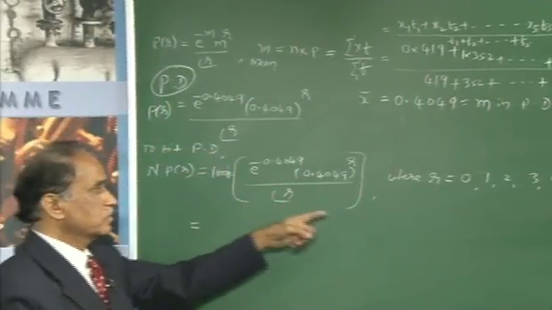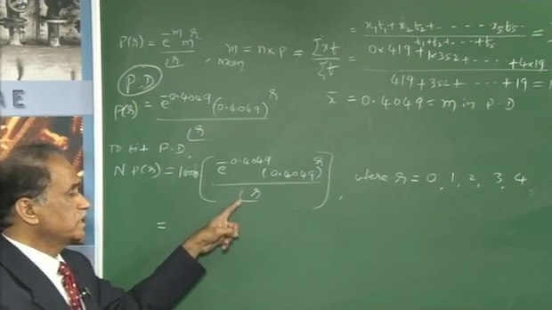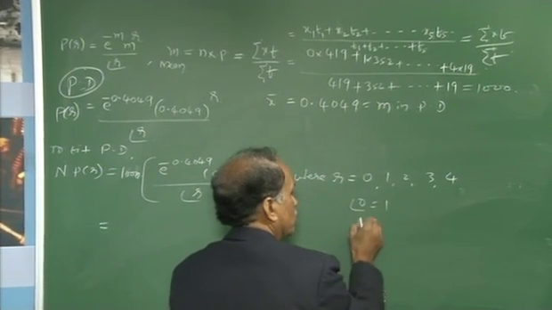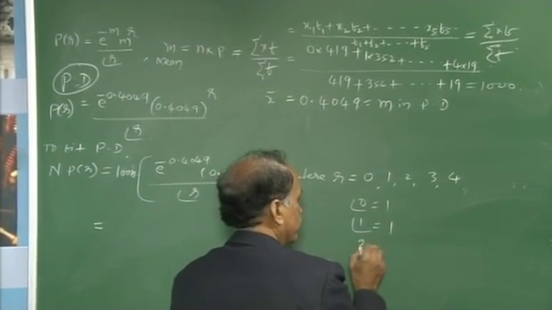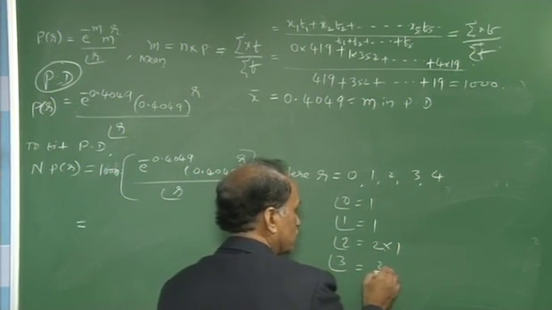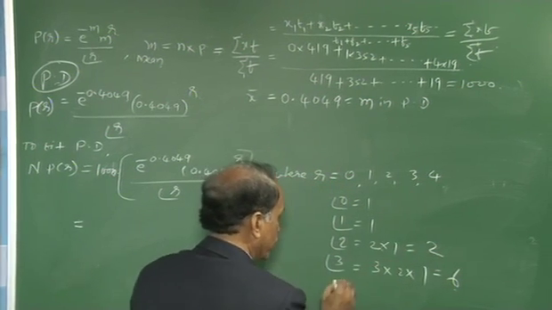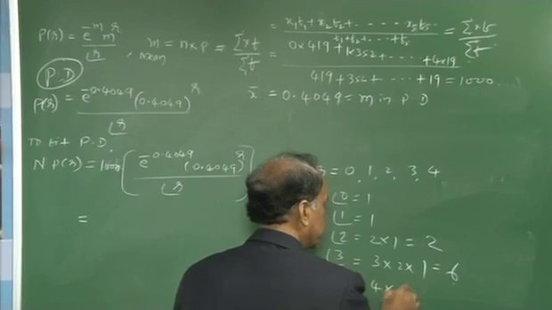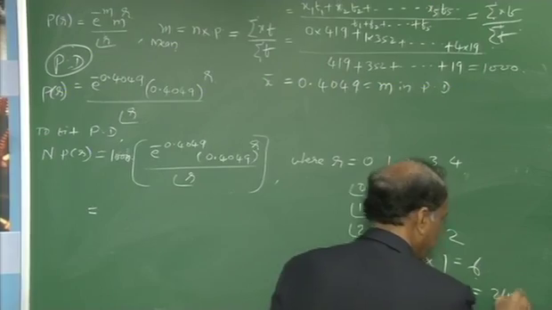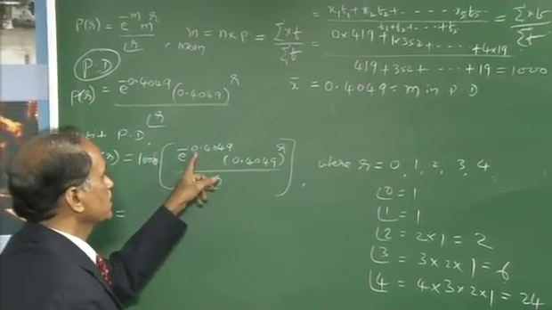For each value you calculate. Put r equal to 0, and the denominator 0 factorial is 1, and 1 factorial is 1, and 2 factorial is 2 into 1, that is 2. 3 factorial is 3 into 2 into 1, that is 6. Then 4 factorial is 4 into 3 into 2 into 1, that is 4 3s are 12, 12 2s are 24. These are the values.